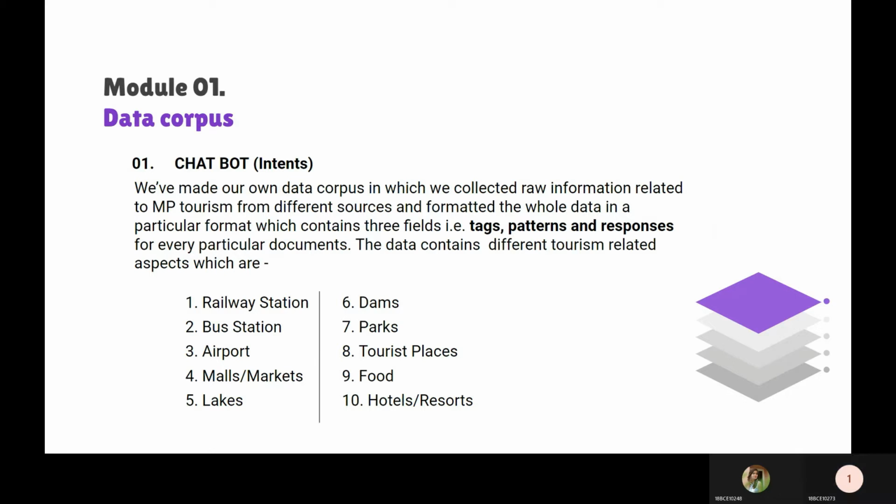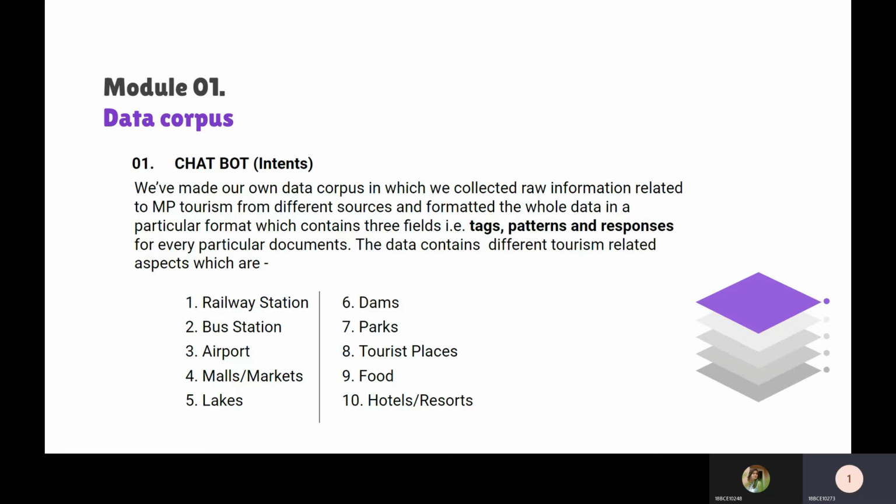Module 1 is the data corpus. For our chatbot, we needed conversational data and data on different tour and tourist places in Madhya Pradesh. After searching the internet, we didn't find any data set in the particular format that we needed, which was suggested in the research paper that we were following. So we had to make our own data corpus.